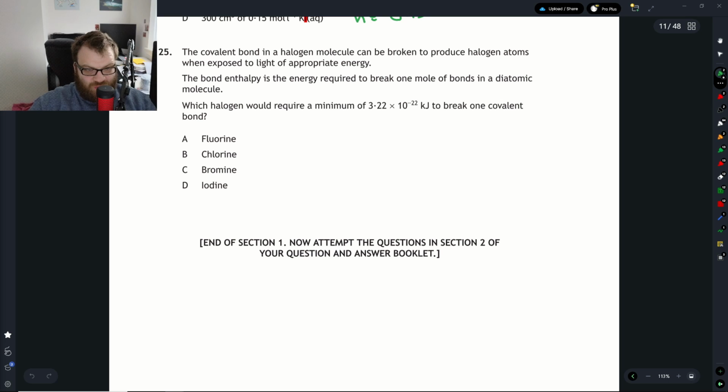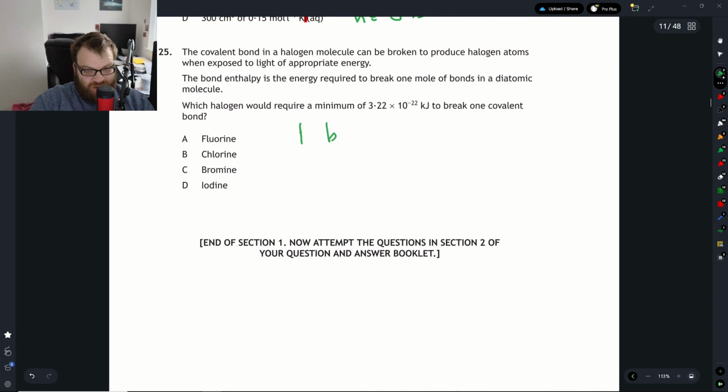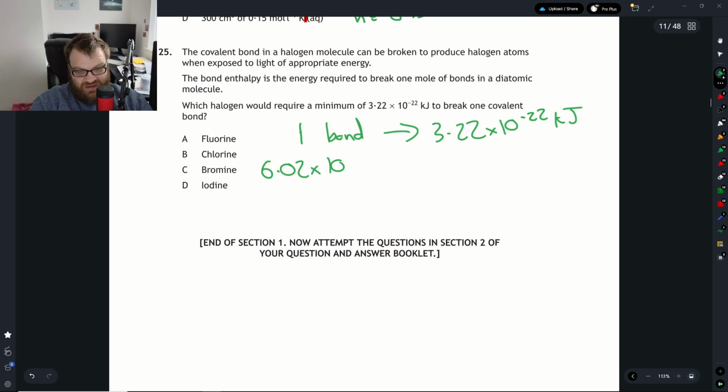In this question, we're told the energy required to break one bond. There are a couple of options for how we do this. We're going to need to involve Avogadro's constant, which is to do with how many atoms or molecules there are in 1 mole of a substance. You can find that in the data booklet. So if one bond would take 3.22 times 10 to the minus 22 kilojoules, then 6.02 times 10 to the 23 bonds will require us to multiply those two numbers together.